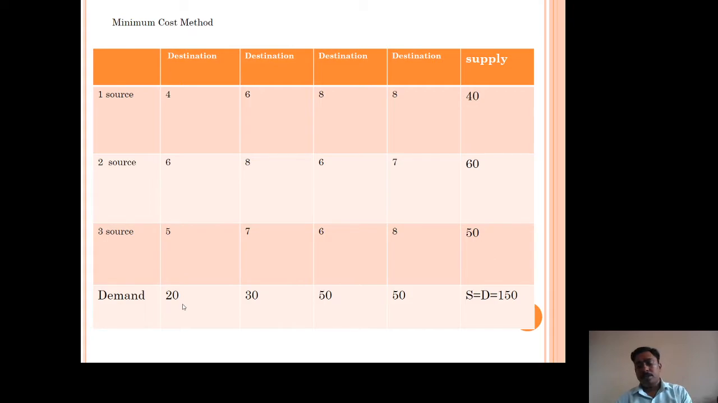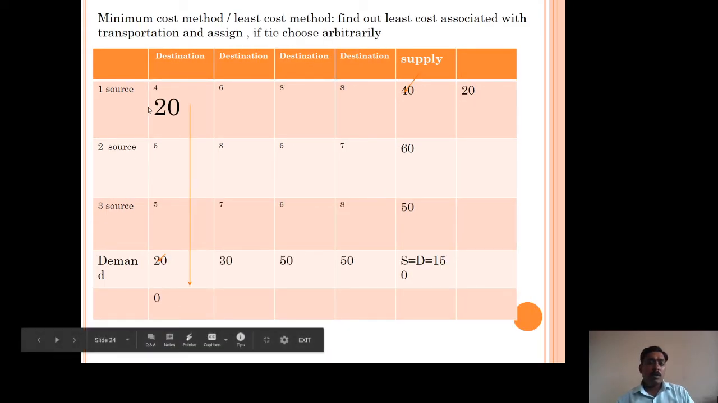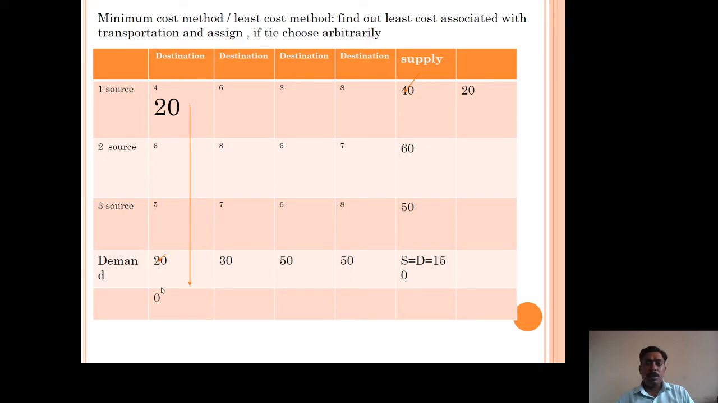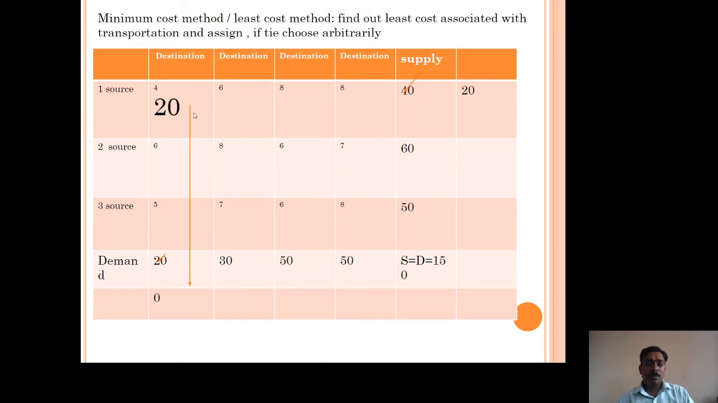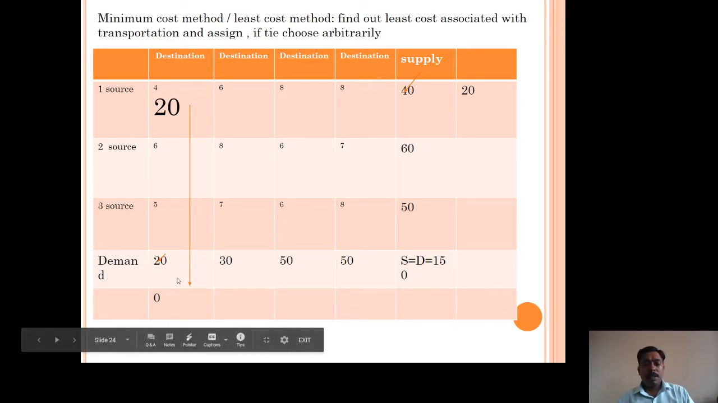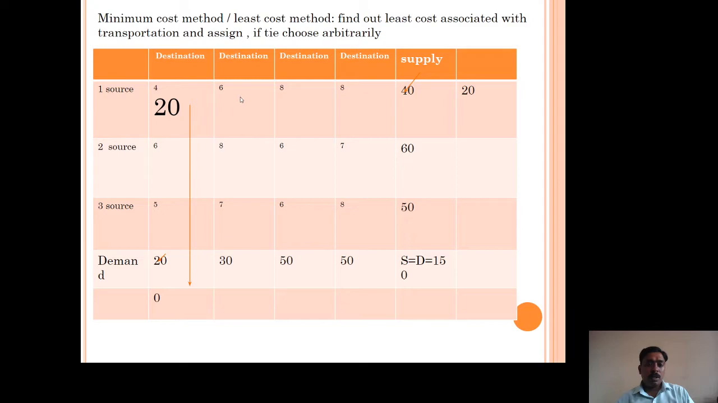So I have allocated 20 here. Now the requirement for destination E is over, and the quantity remaining for source 1 is 20. Now look at the remaining cells and find out which has the minimum cost. We will find the minimum cost at 3 locations.